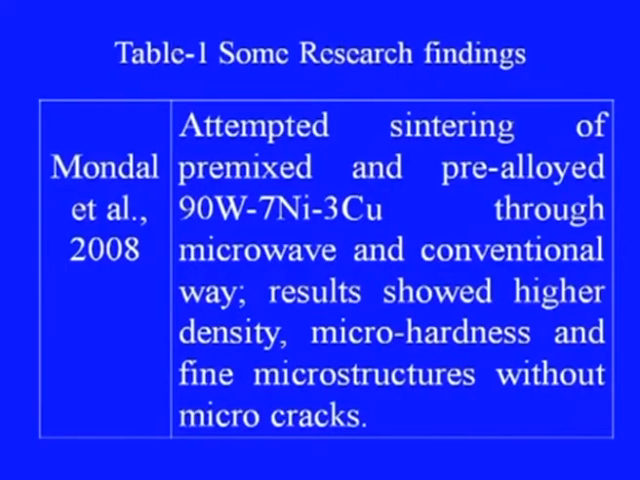Then another group of scientists, Mondal and his co-researchers, in the year 2008 attempted sintering of pre-mixed and pre-alloyed 90 tungsten, 7 nickel and 3 copper powder through microwave and conventional ways. They found higher density, higher micro hardness and fine microstructures without any micro cracks for these microwave sintered products.